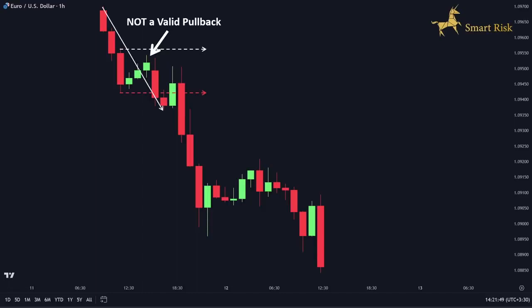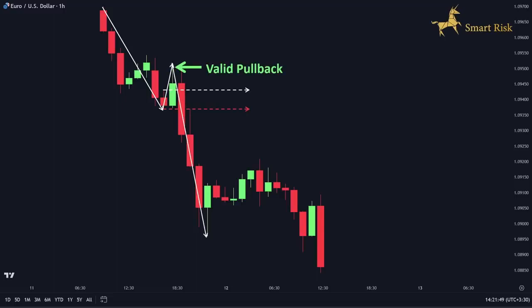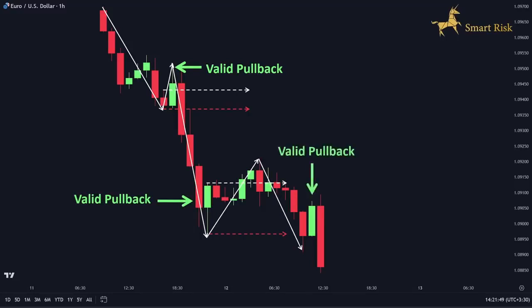To confirm a valid pullback, the price must break or sweep the liquidity above the latest candle created just before the temporary pause. In the following, we can see that price has broken the high of this candle and then continued to its primary direction. So we have a valid pullback here. Similarly, we have another pullback, as price has broken the highest point of this candle, which was the latest high before the temporary pause. Subsequently, we have another valid pullback created by this bullish engulfing candle that has broken the highest point of its previous candle.